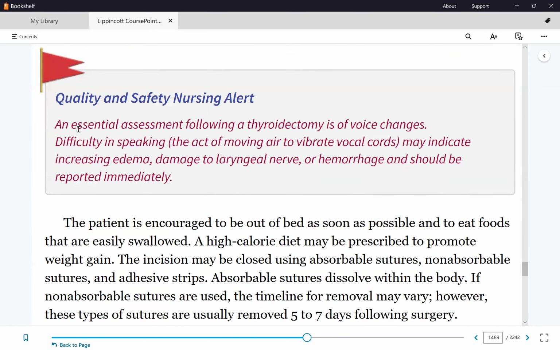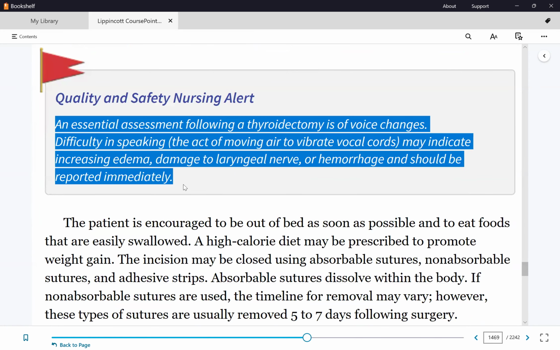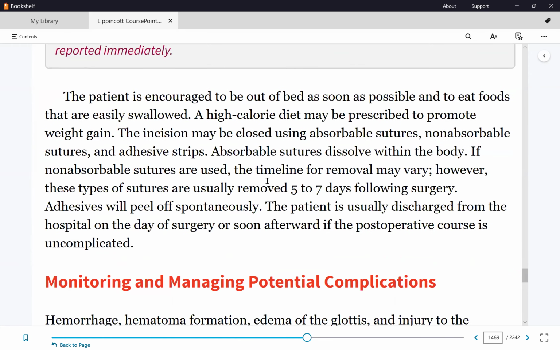This warning here, this QSEN alert, tells you about impending airway closure. Meaning if you hear narrowing of the airway sounds like stridor, for instance, or wheezing, make sure you report to the physician so that we can intubate appropriately.